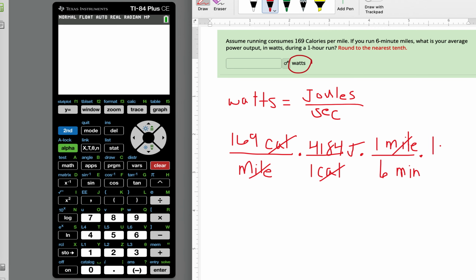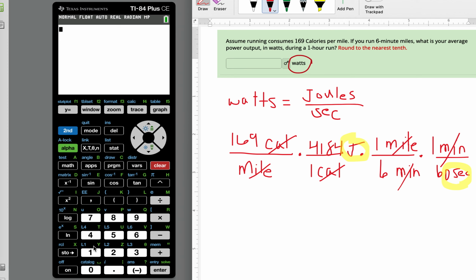So once we change minutes into seconds, we're there. So I'm going to put 1 minute is equal to 60 seconds. So now I have minutes crossed off, and what I'm left with is joules per second, which is equivalent to watts. So what I have to do now is just work this out on the calculator.